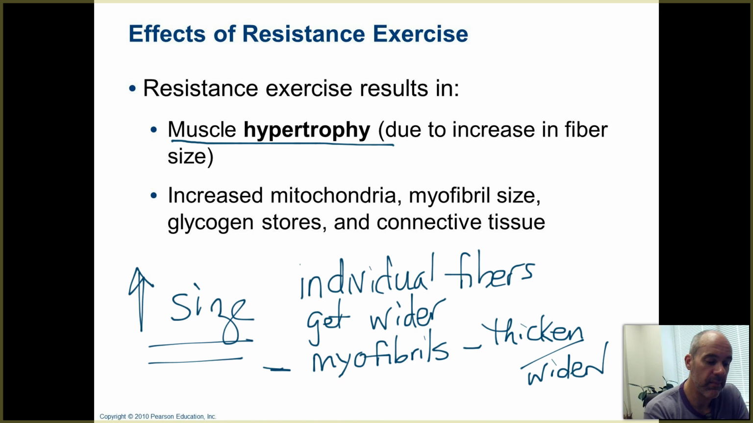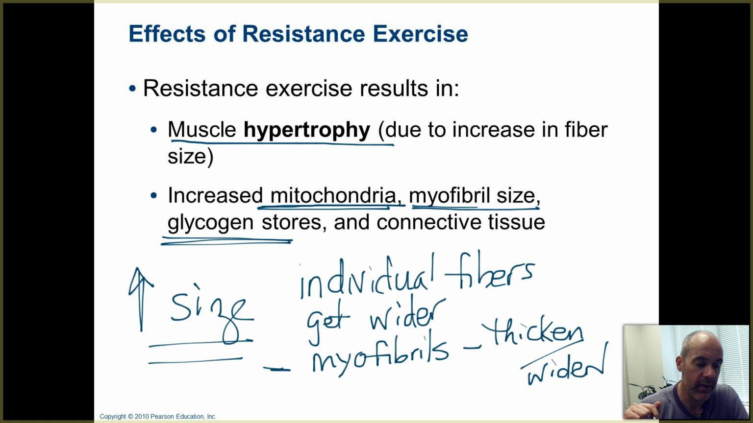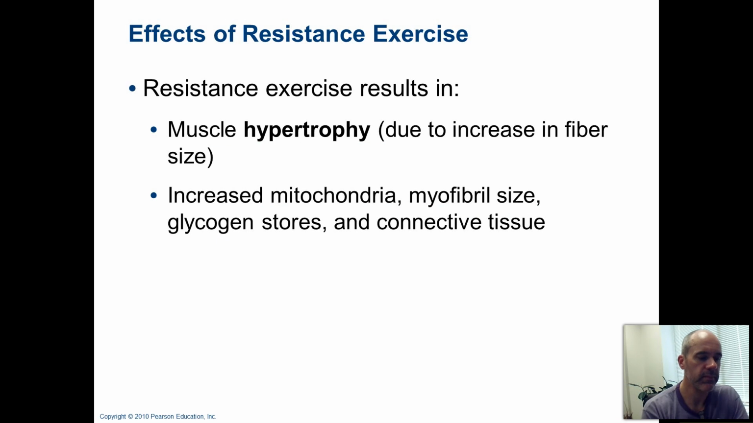Your muscle fibers will also make more mitochondria. Myofibrils get bigger, and you store more glycogen, because glycogen gets broken down to release glucose, which you can use for glycolysis and cellular respiration as well. Even your connective tissues, like your ligaments and your tendons, are going to increase in size as well. So your body's very good at adapting to the demands that we put on it.